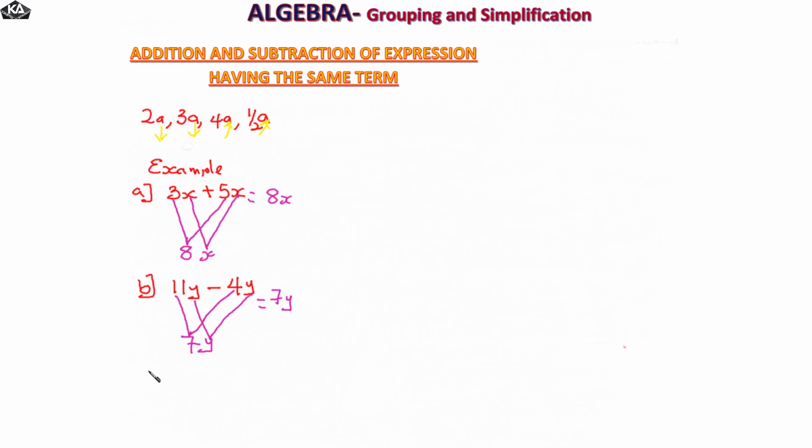What if you have a fraction? Another example: a plus 1 over 2a. Now, you add the coefficients first. Half plus half is what? 1. Then bring one of the letter a. Then the answer is 1a, and sometimes it is equal to a standing alone. Now, this is addition and subtraction of expressions having the same term.